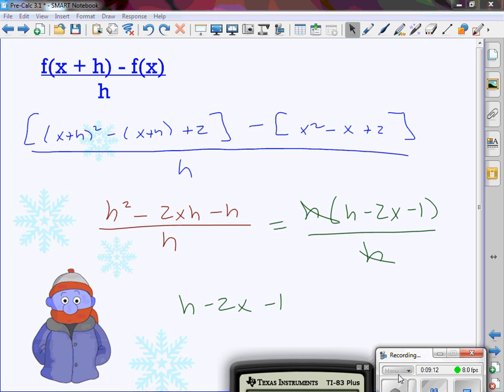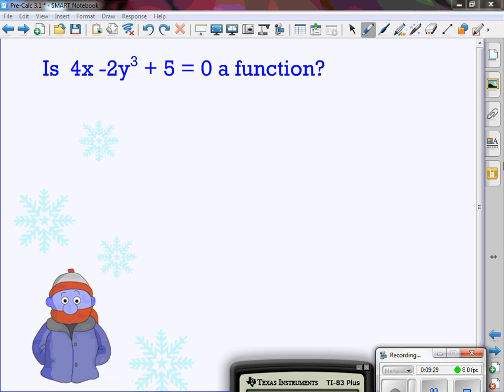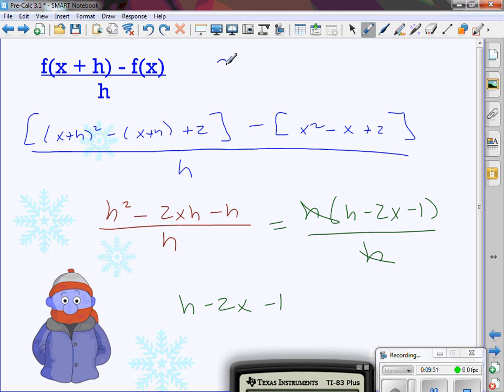When you see the problems, they're going to look similar to this. There are going to be numbers in for h. This is just the general one. This is called the difference quotient. You're going to see this a lot next year.